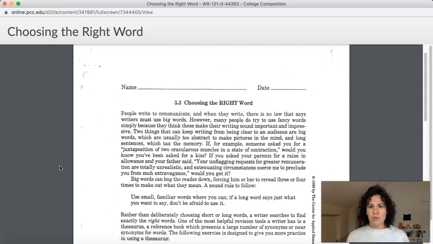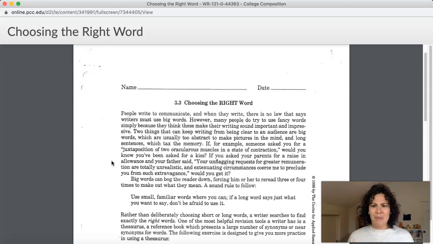People, of course, write to communicate. Sometimes we use fancy words, sometimes we use simple words to be clear. But we always want to think about our audience and what we're trying to accomplish with it. So I like the example. It says, what if, for example, someone asked you for a juxtaposition of two auricularis muscles in a state of contraction? Would you know you've been asked for a kiss?